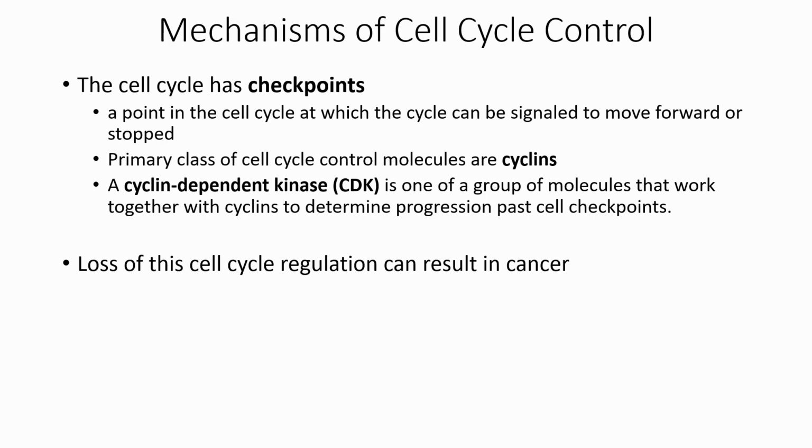The main molecules that are going to help with this are called cyclins, and another molecule that works with these cyclins is called a cyclin-dependent kinase. These two are going to work in tandem. They're going to work together to allow us to go past certain checkpoints. If these come together at the right time and the conditions are correct, we can move through these checkpoints. If we lose control of the cell cycle, this generally results in cancer. It can be a reason why someone develops cancer, that the cell cycle has lost control.